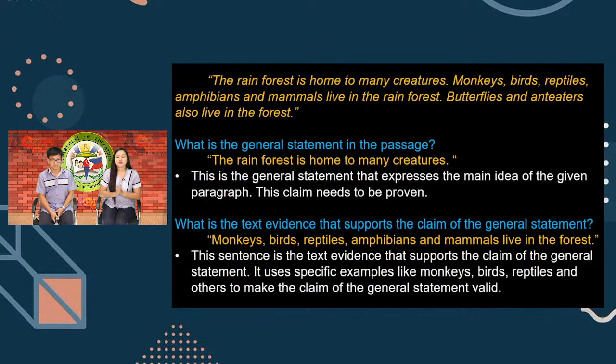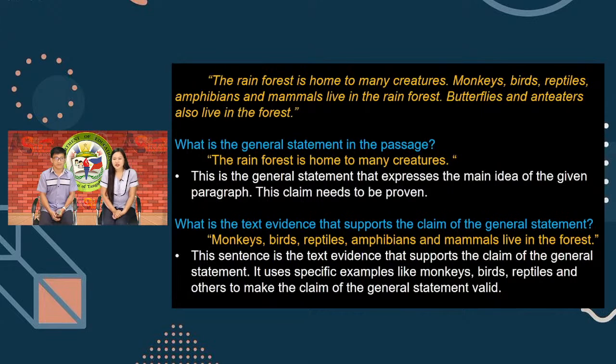So what could be the text evidence that would support the claim of the general statement? The monkeys, birds, reptiles, amphibians, and mammals live in the forest. Okay, that is correct. Yes, sir, Jay. So this sentence is the text evidence that supports the claim of the general statement. It uses specific examples. Why did we say that it is home to many creatures? Because we actually enumerated some of the creatures that live in the rainforests.